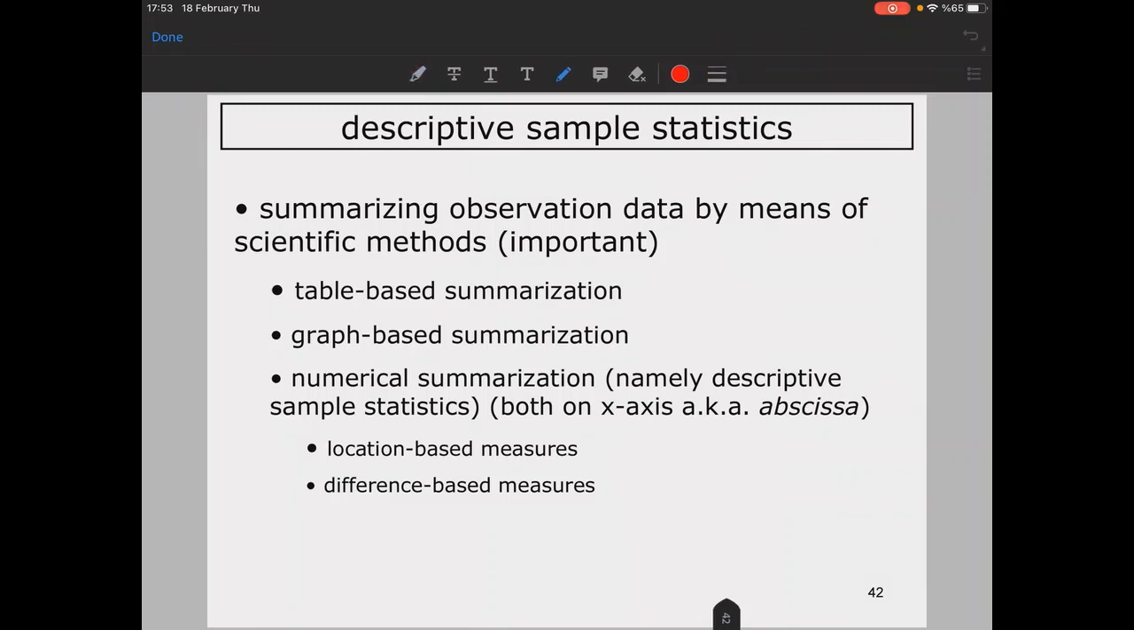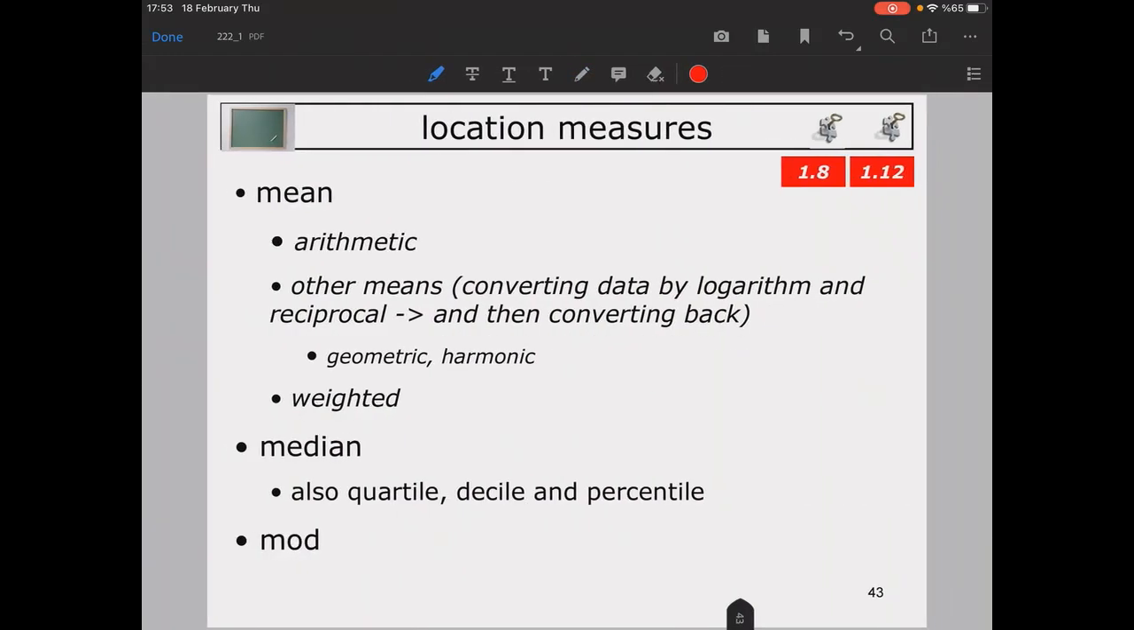So far we have seen table-based summarization, right? Just a few slides back, we talked about this and solved examples, and we know about graph-based summarization. Now we take one more step ahead, and we'll talk about numerical summarization as well. It is also called descriptive sample statistics. We're talking about numerical values on the x-axis. There are some location-based measures and difference-based measures. Let's see them one by one.